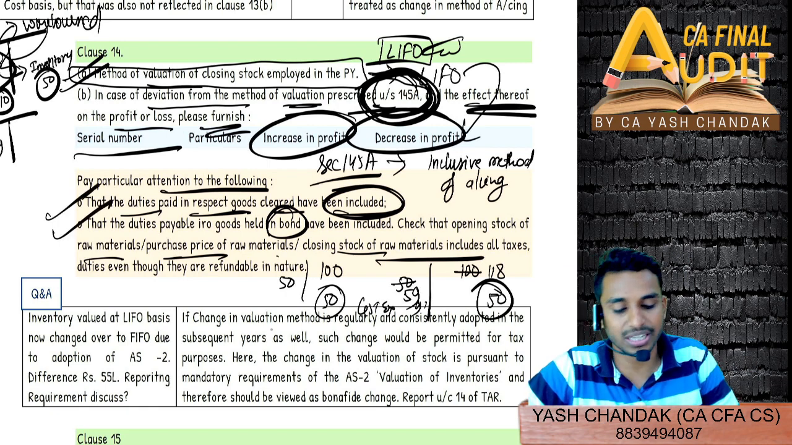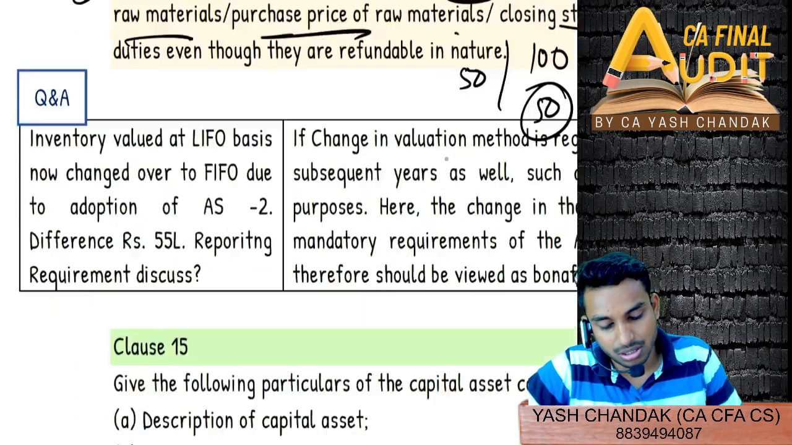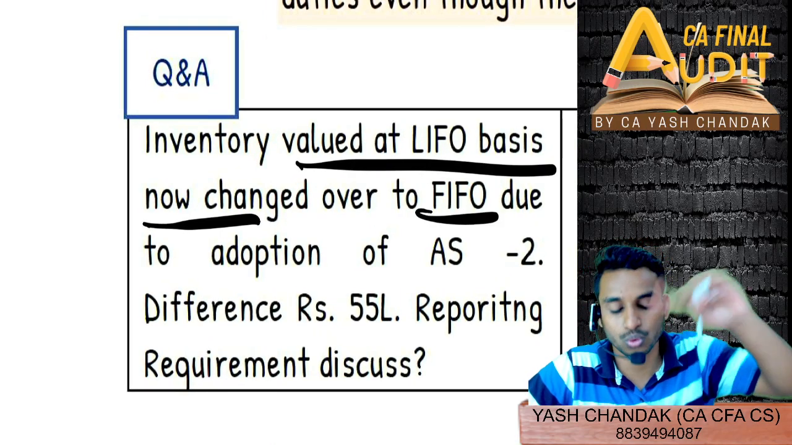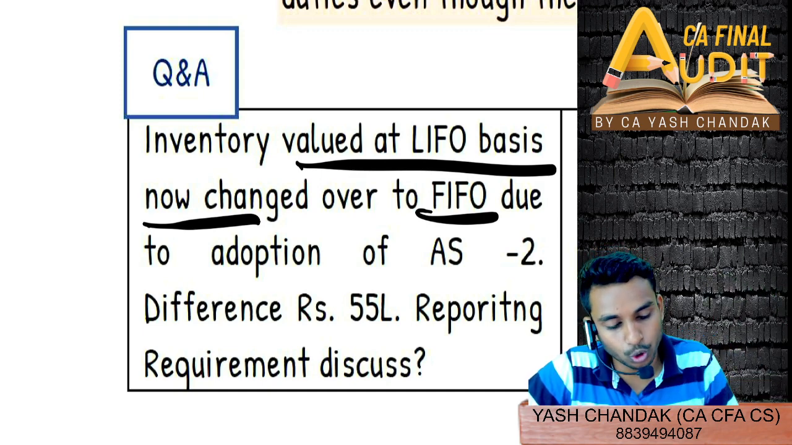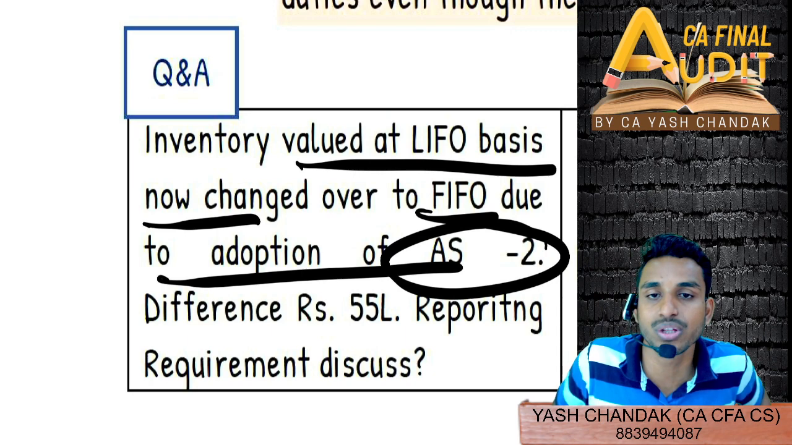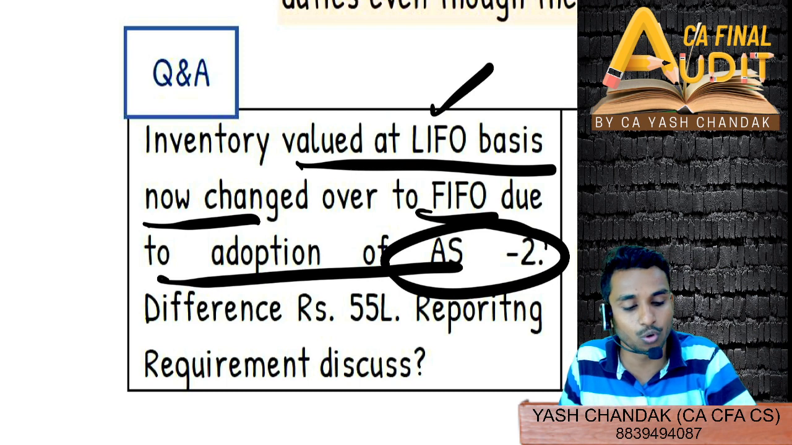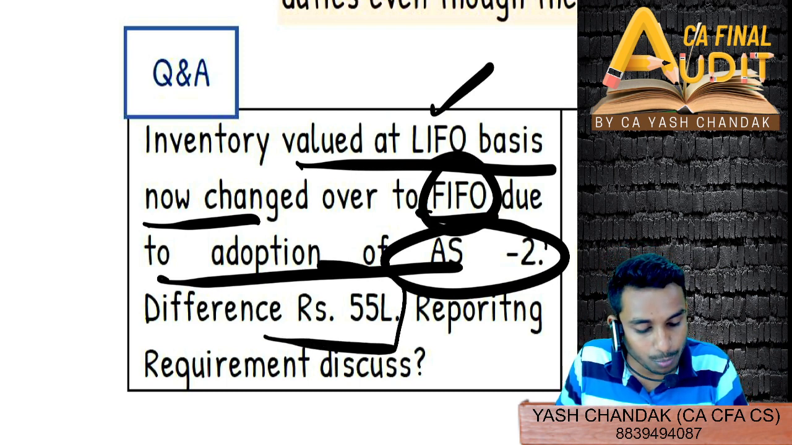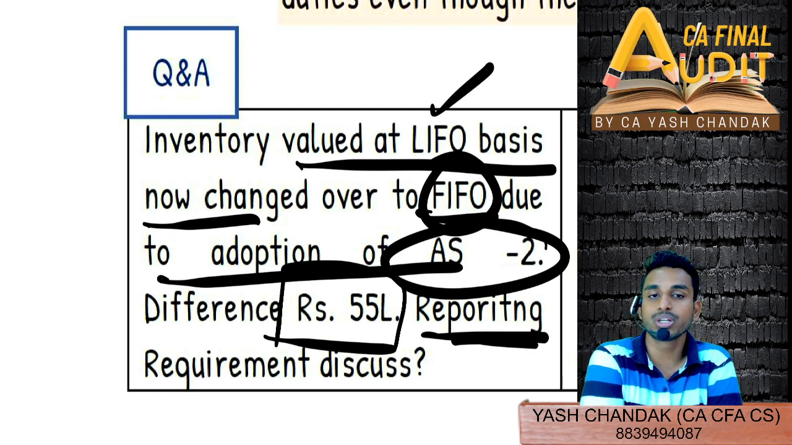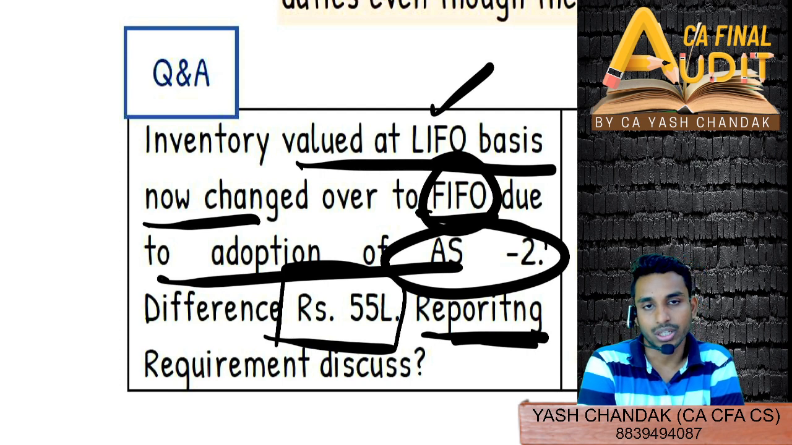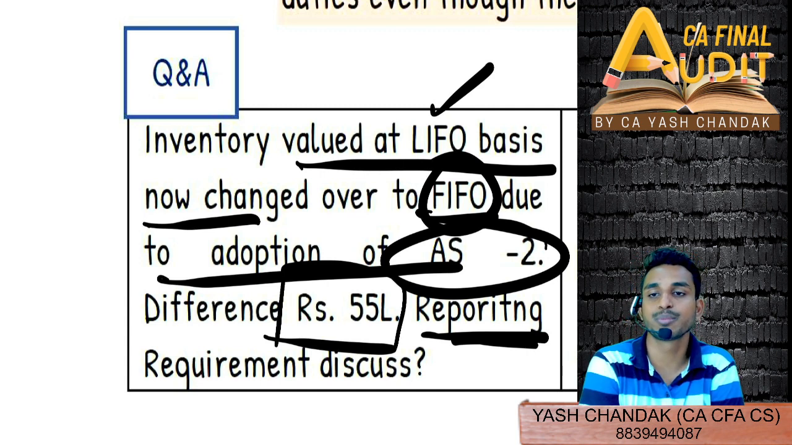That is just the two points to be clarified by income tax. Let's quickly see this point. Inventory valued on LIFO basis is now changed over to FIFO. LIFO to FIFO: change in valuation of closing stock due to adoption of AS 2. Earlier I was not following any accounting standard, but now I am following Accounting Standard 2, and AS 2 doesn't allow me to follow LIFO, so I'll be following FIFO. So the difference is 55 lakhs. Where do we report this 55 lakhs? Clause 14, correct. You have to report that we are following the FIFO basis as the method of valuation of closing stock, and also under clause B any difference in profit arising.